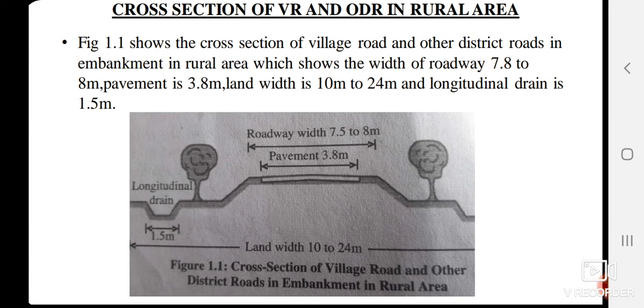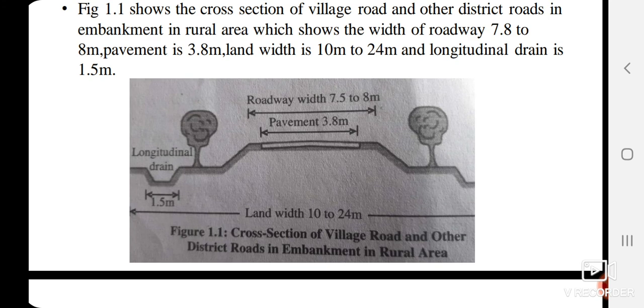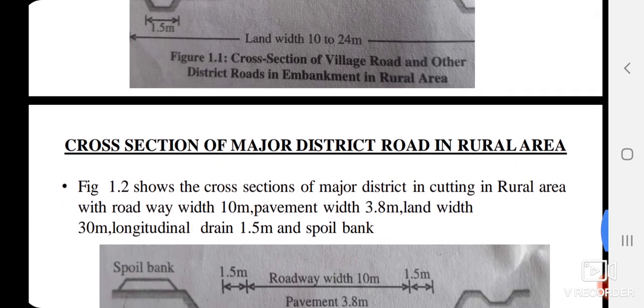For this category, the road width is taken as 7.8 to 8 meters, the pavement width is 3.8 meter, and land width is taken as 10 to 24 meter. That is, construction of roads in village roads and other district roads will depend on this value. Longitudinal drain, that is drainage width, is 1.5 meter. And here we can see the sloping is provided, that is camber is provided in roads in order to prevent the accumulation of rainfall water. This rainfall water will go to the longitudinal drain. When the rainfall comes, to prevent flooding of roads, we are providing camber, that we will study later.